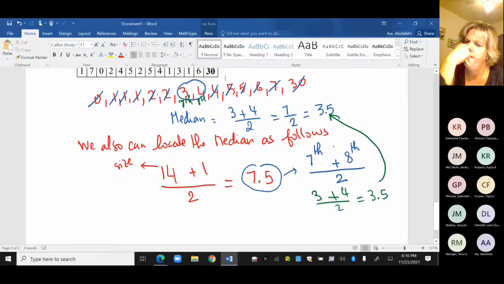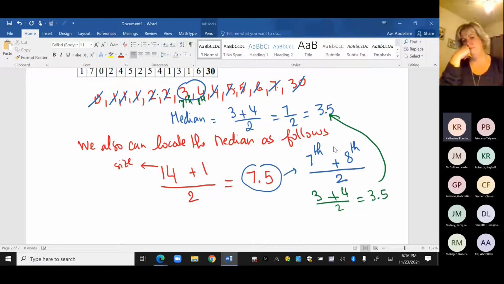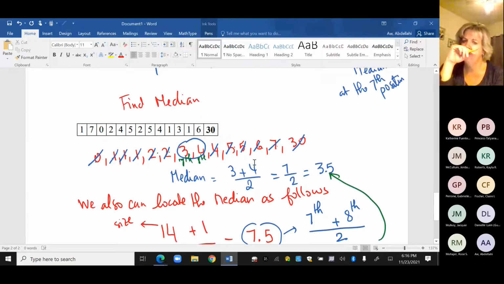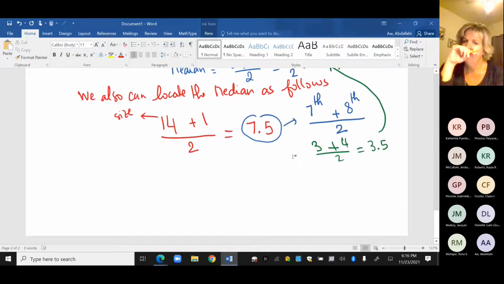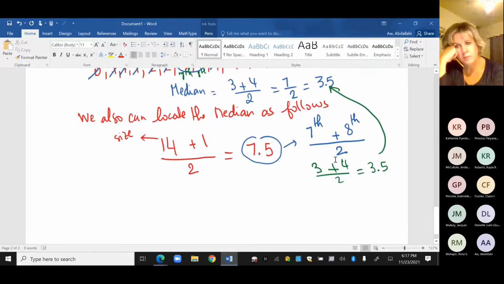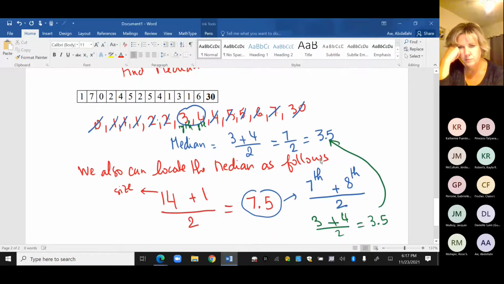Everybody sees the two ways. Which way is more mathematical? I know you like the crossing way, right? But the formula way is more mathematical. But if it leads you to the right answer, it doesn't matter which way you go. If it doesn't lead you to the right answer, that's a problem.